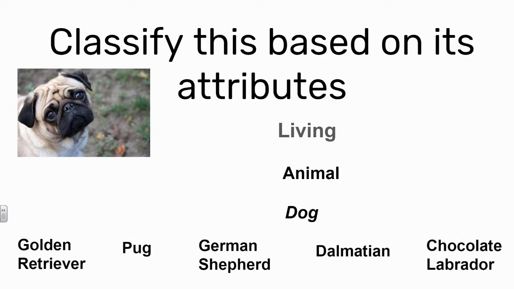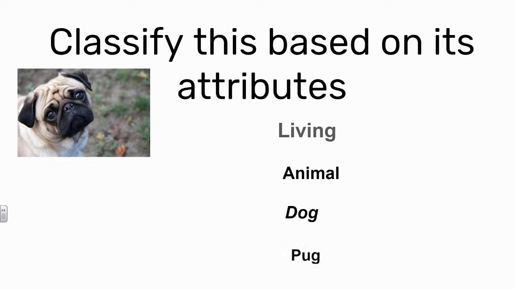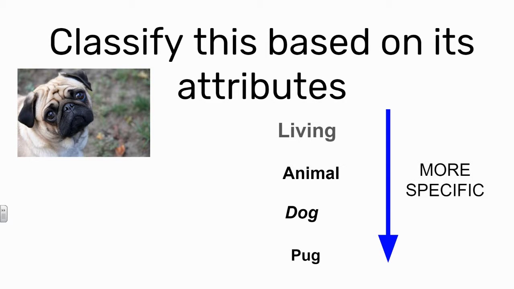And I think we can dig a little bit deeper. What type of dog is it? Golden Retriever, Pug, German Shepherd, Dalmatian, Chocolate Lab? And if you know anything about types of dogs based on their attributes, especially that little nose that it has, this is definitely a pug. And so what you need to realize is all of these different descriptions are ways you can classify this particular picture. But the further that we go, the more specific we are being.